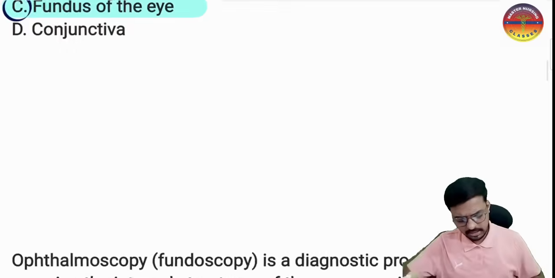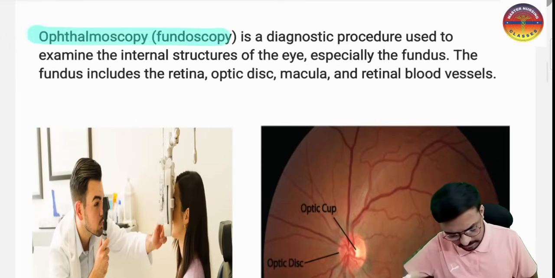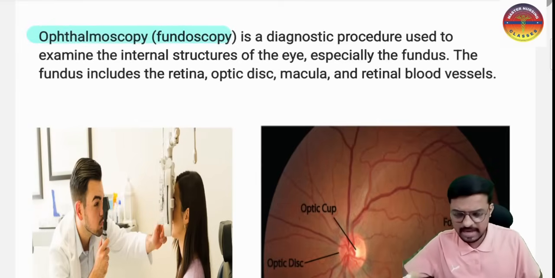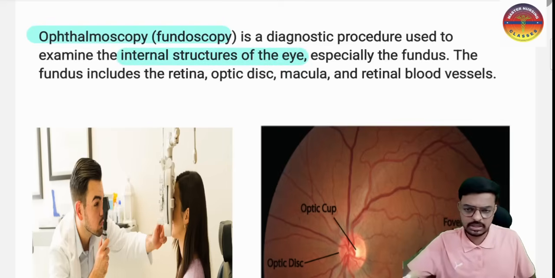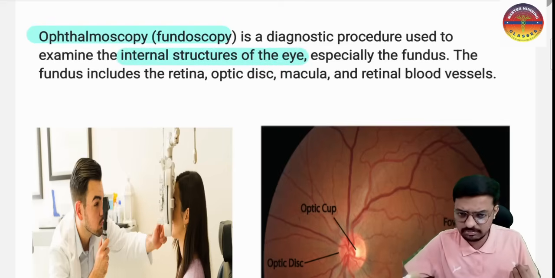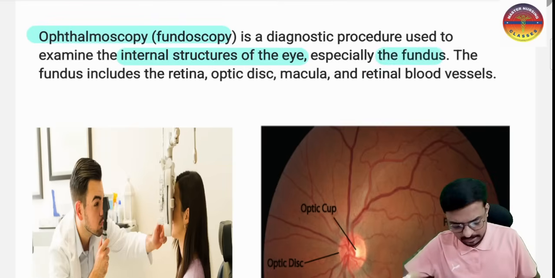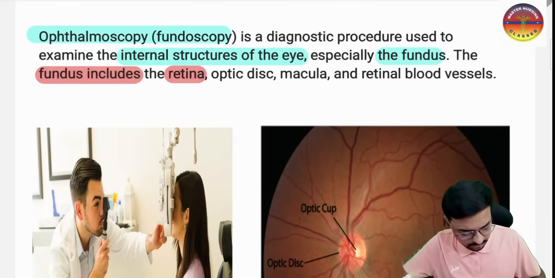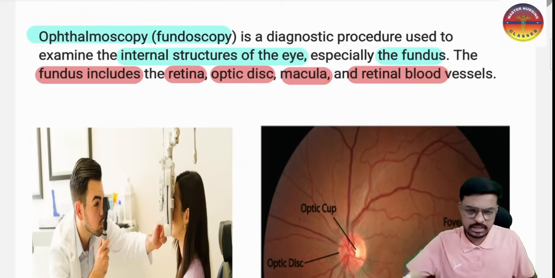So what is ophthalmoscopy? Ophthalmoscopy we also call fundoscopy. This is the diagnostic procedure used to examine the internal structure of the eye, especially the fundus. The fundus includes what all structures? The fundus includes the retina, retinal vessels, optic disc and macula.